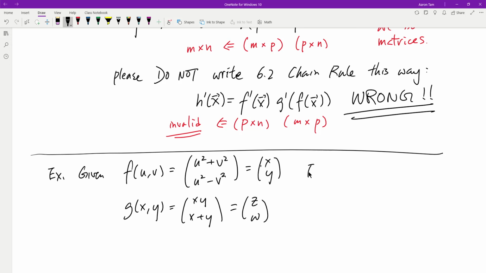How about I ask you to find the following? Let's start with the first one. How about we find the derivative of g composition f, prime, of (u,v), and then evaluate it at, let's say, (2,1).